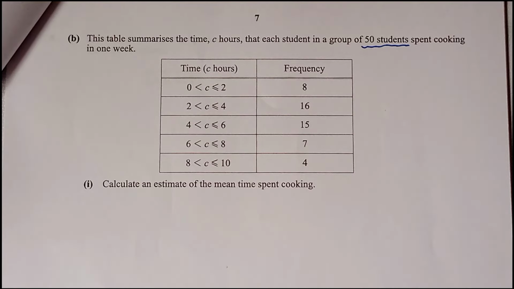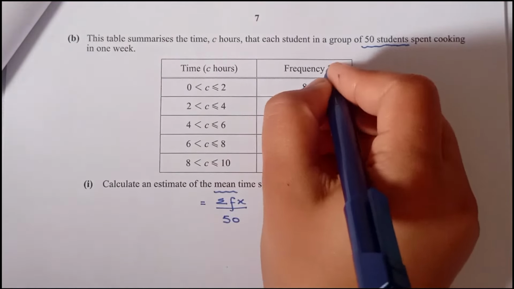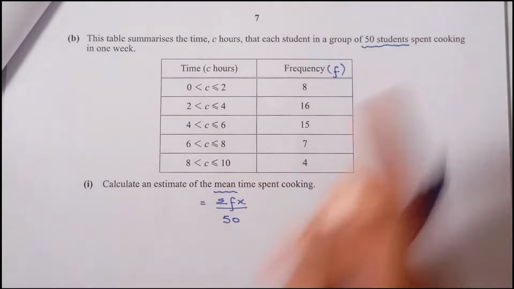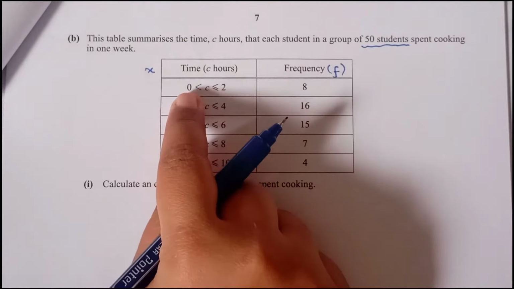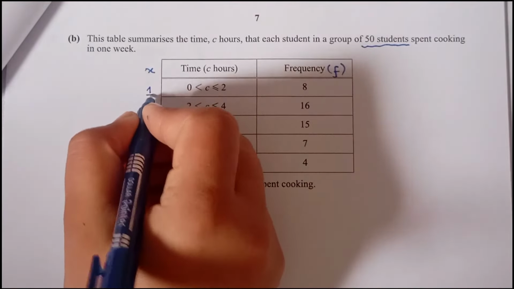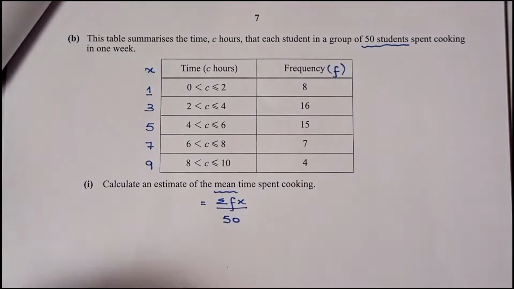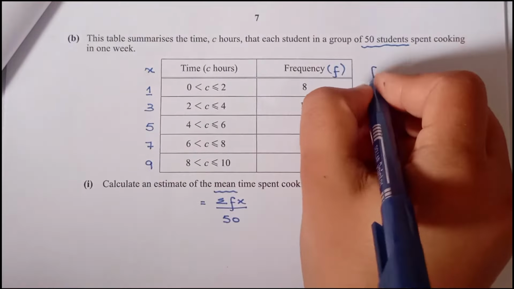So the mean is equal to the sum of fx divided by the total. The total students are 50. What is f? F is the frequency, and x is the midpoint of the intervals. Let me find out the x over here. The midpoint of 0 and 2 is 1. The next midpoint is 3. Here it is 5. This would be 7, and here it is 9.